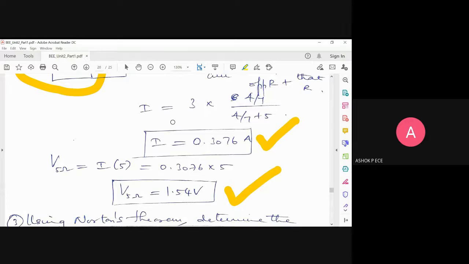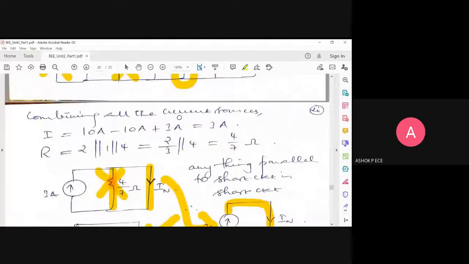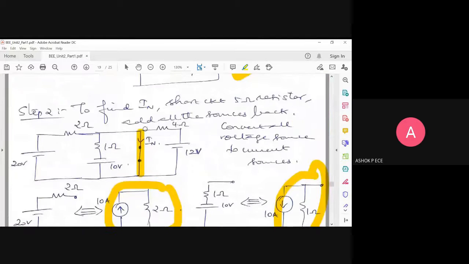Answers are there. I want you to ask any doubts if you have. Again, finding out IN, finding out this current is purely your choice. I have used source transformation. I find that source transformation will make my job simple, so I have used source transformation. You can do it using nodal analysis. Any method you use, it is going to be correct.